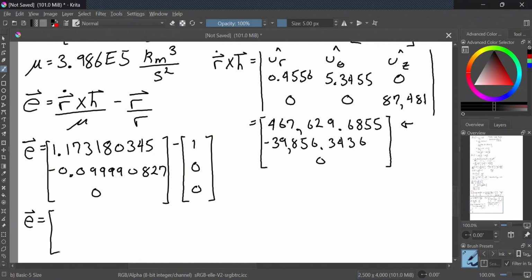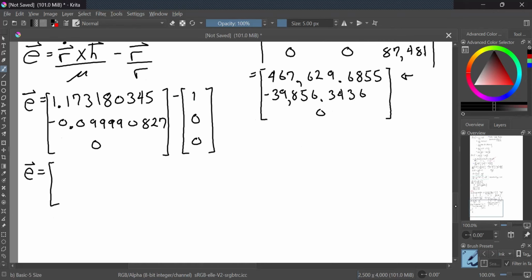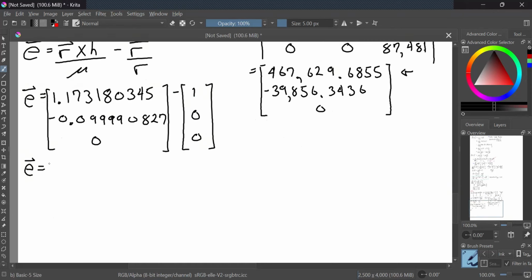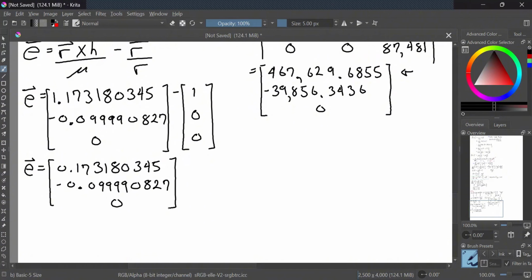So cleaning that up, just because I'm at the bottom of my sketch pad down here, I'm going to scroll down a little bit. So now we have 0.173180345. Second term remains unchanged. And our third term is 0 minus 0. That is our eccentricity vector.